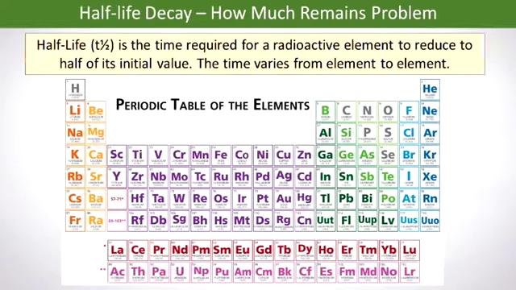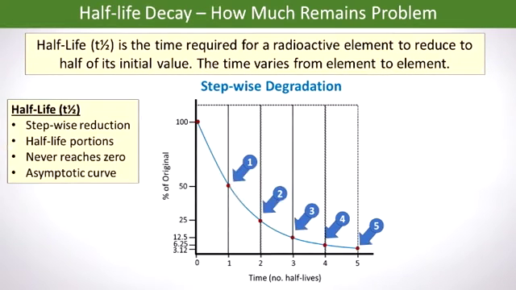Half-life is the time required for a radioactive element to reduce to half of its initial value. The time varies from element to element, and there are several isotopes on the periodic table that undergo radioactive decay. When a radioactive isotope undergoes decay, it does it in stepwise reductions. In other words, there are half-life portions that occur through several stages.